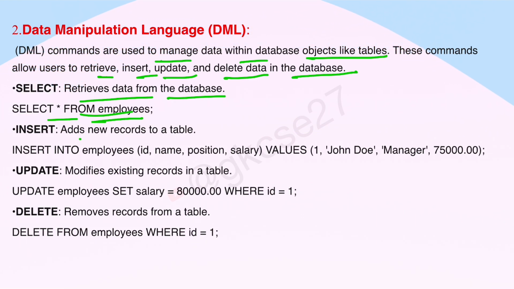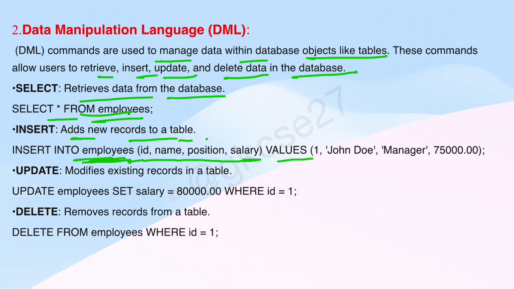Insert adds new records to a table. So see, these attributes are already given. Inside this table, employee, attributes have been given and we are just adding its values: ID, name, position, salary. These are its attributes already given. So we are just adding its values. We are not defining a new attribute or adding a new attribute. That will be done inside data definition language. But in data manipulation, whatever table has been defined, only there we can either update or insert or delete anything.